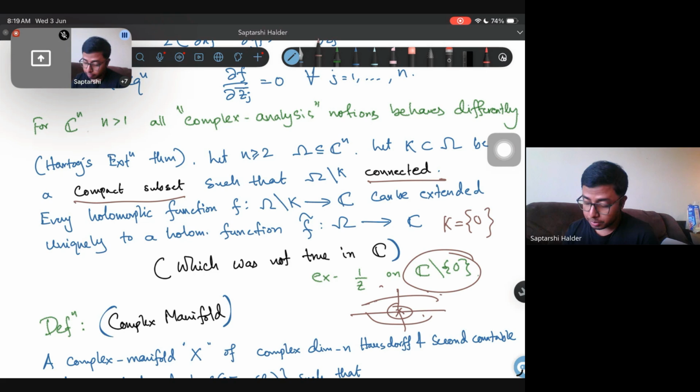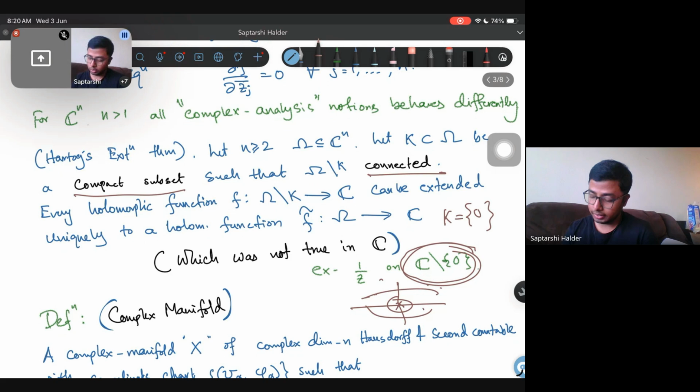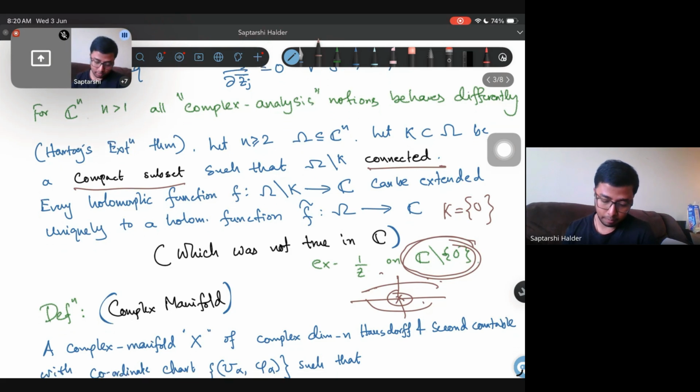But if we define f(z) equal to 1 over z, observe that it is defined on the whole of C minus {0}, but it is not defined at 0, and it cannot be extended. So this is one example where we can see that in more dimensions, meaning n greater than 1, things may behave differently. Any questions so far?